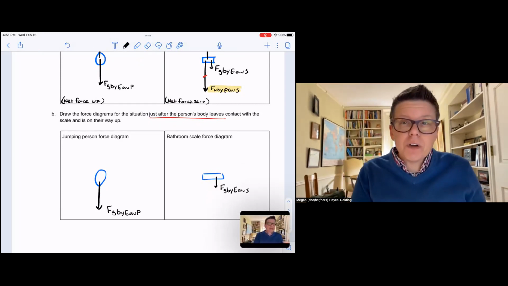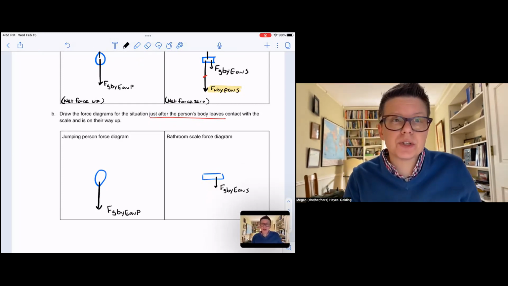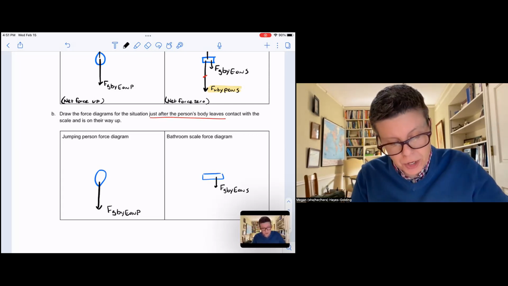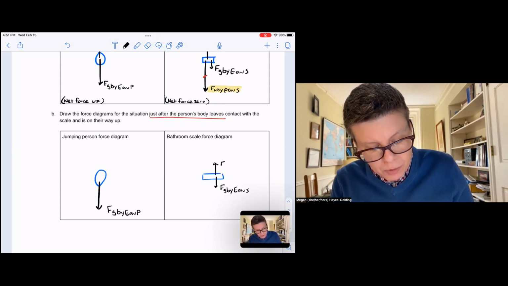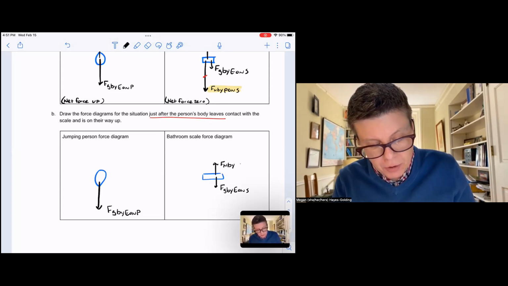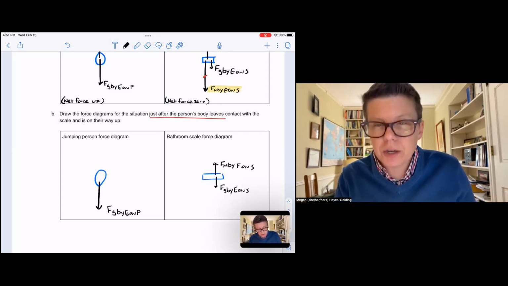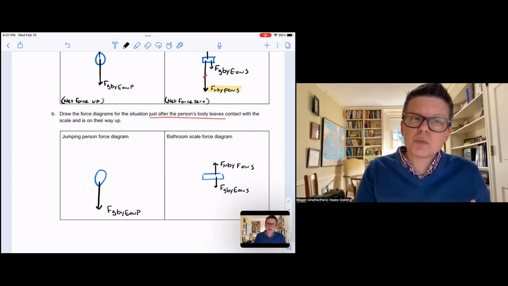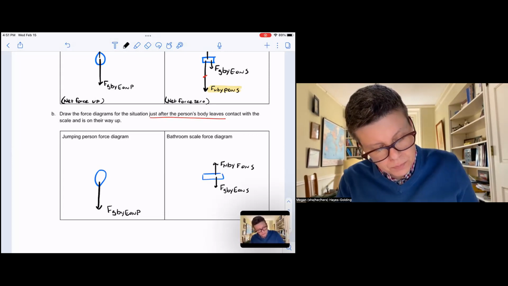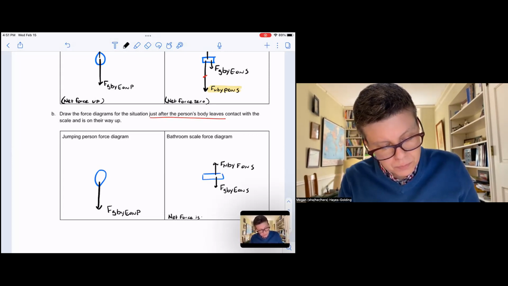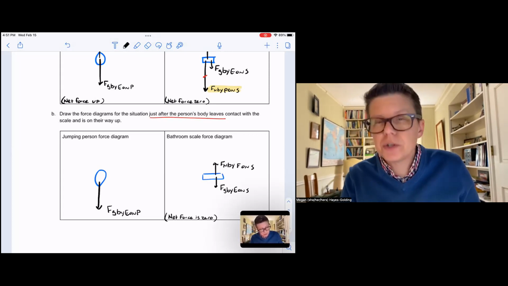I can't identify any other forces that are happening to the scale. So it's just the weight of the scale, which means that after the person leaves contact with the scale, that normal force by the floor on the scale returns back to a smaller value. Net force is 0 on the scale.